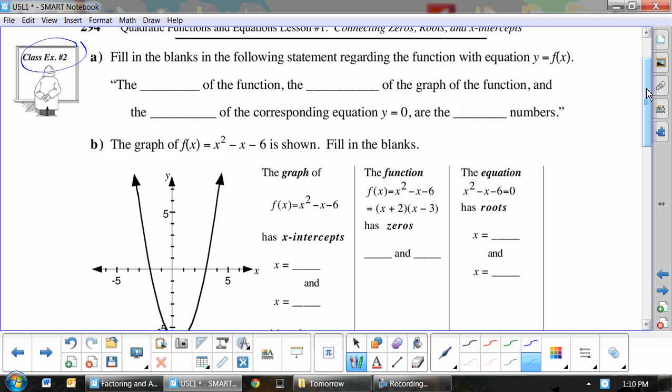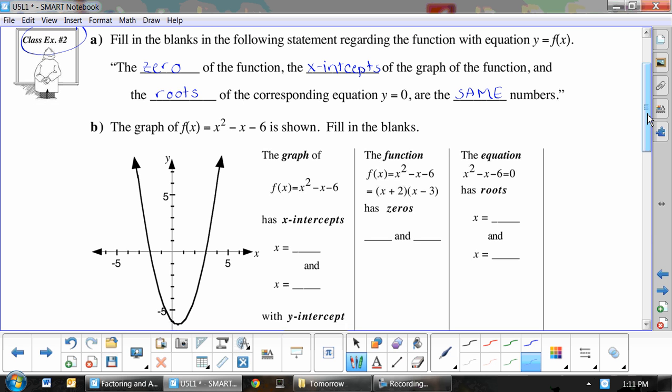So what I want you to write, because this is going to be important notes: the 0 of the function, the x-intercepts of the graph, and the roots of the corresponding equation, y is equal to 0, are the same numbers. Okay, so this is what I said at the very beginning, what we're learning the entire lesson. It's like the meat and potatoes of the lesson.